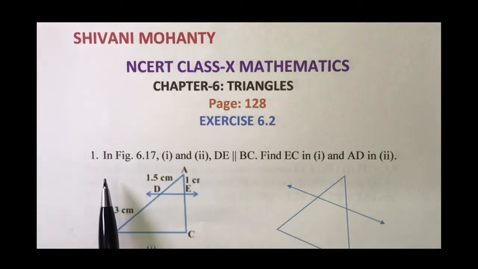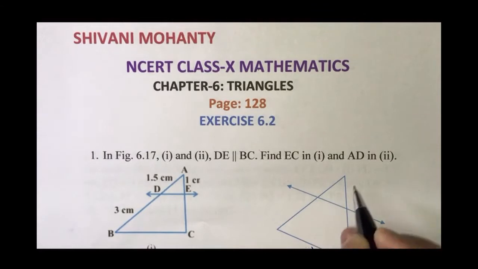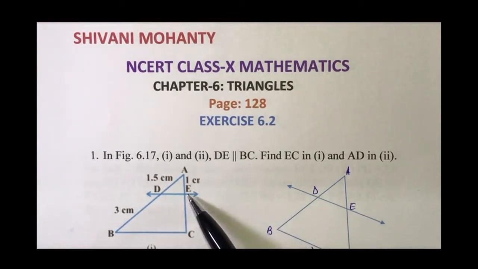So first question. In figure 6.17, this is 1, this is 2. This is figure 2. DE is parallel to BC. A, B, C, and this is D, this is E. See, DE is parallel to BC, and in 2 also DE is parallel to BC. Find EC in 1 and AD in 2.